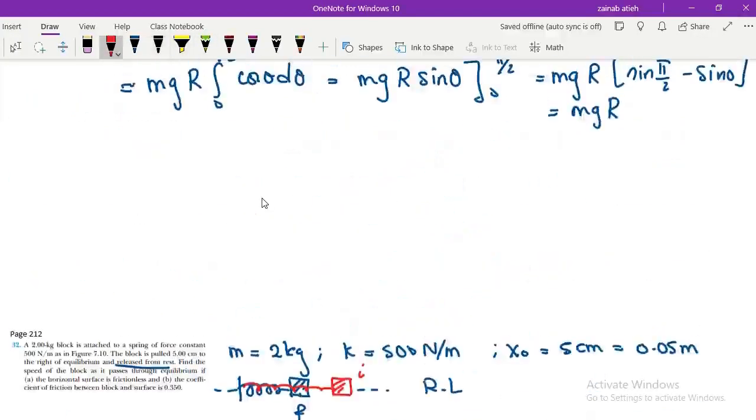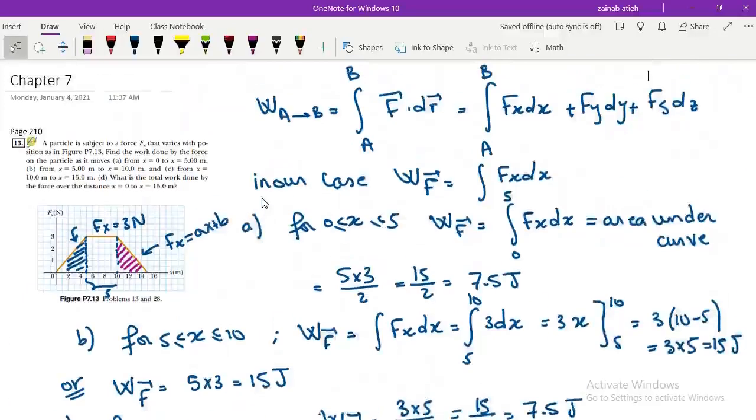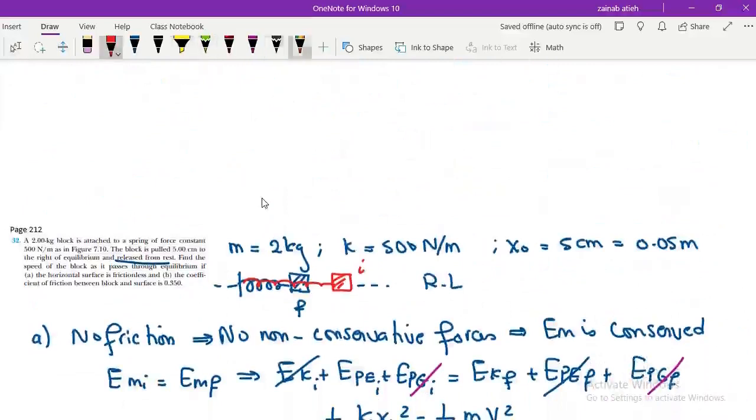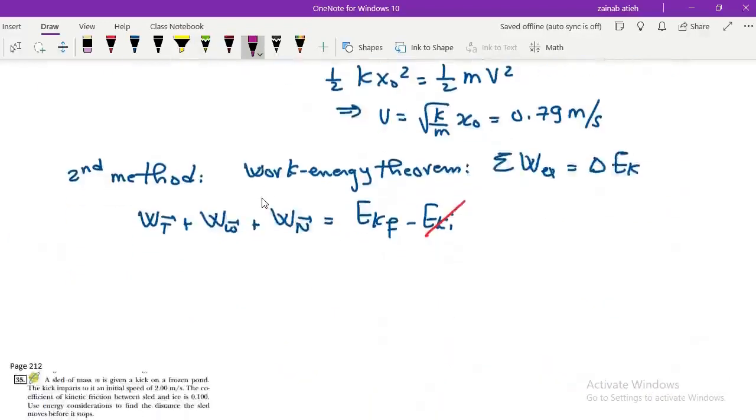Why? I will go back to the figure. Sorry. As you can see, the weight is perpendicular to the displacement, and N is also perpendicular to the displacement. The displacement is horizontal while N and W are vertical. So when the vectors are perpendicular to the displacement, their work is zero. So these works are zeros.